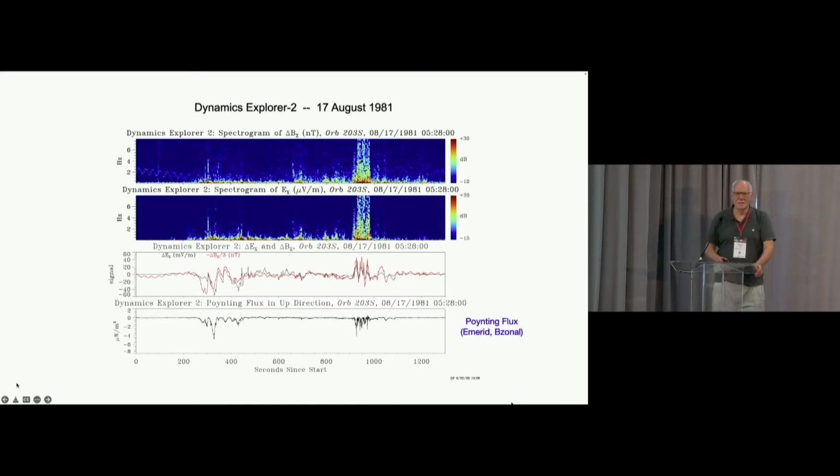Thanks for sharing the very exciting result. I have two quick questions. First, you mentioned that delta B and delta E are correlated. I wonder if this correlation has a dependency on scale or not. Yeah, I think it does have a dependency. We just haven't determined that yet.